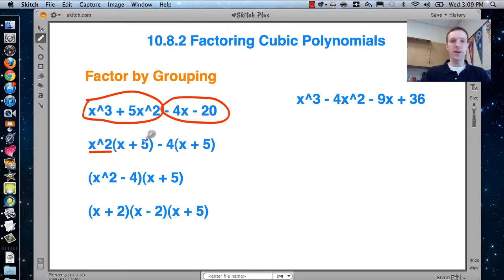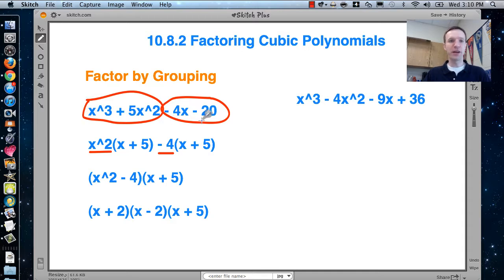Okay? Then I look at the second group, the negative 4x minus 20, and I ask, what can I factor out of these two terms? And if you can take out a negative, always factor out the negative. So I'm going to factor out a negative 4. So I take my negative 4, and I'm going to multiply it by x plus 5. Negative 4 times x is negative 4x. Negative 4 times this 5 is negative 20. So I've factored out different things from these four terms.